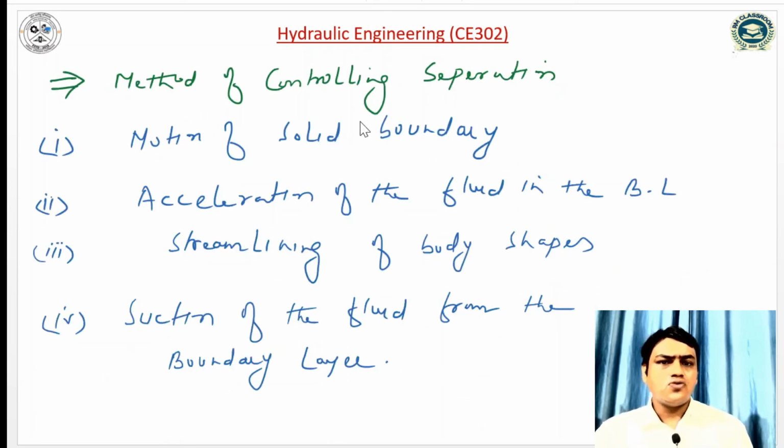This is the method of how to control the separation. First, motion of a solid boundary, by increasing the motion of a solid boundary, and the second is acceleration of the fluid in the boundary layer, that is, increasing the acceleration of the fluid in the boundary layer. The third one is streamlining of body shapes. Once you streamline the body shape, friction will reduce, so we can control the separation. And the fourth is suction of the fluid from the boundary layer. These are the different methods to control the separation.